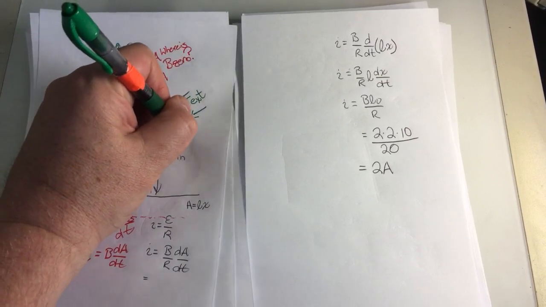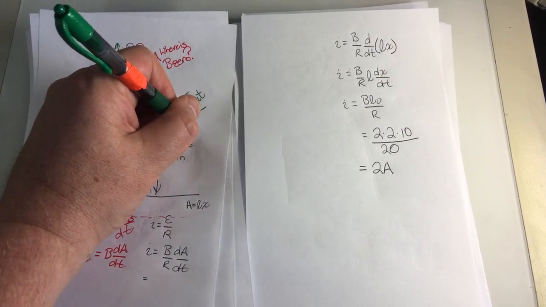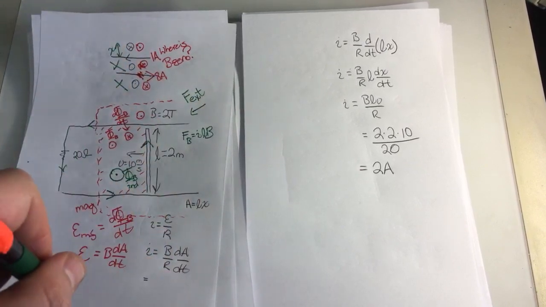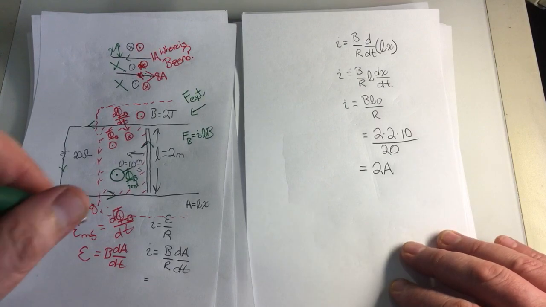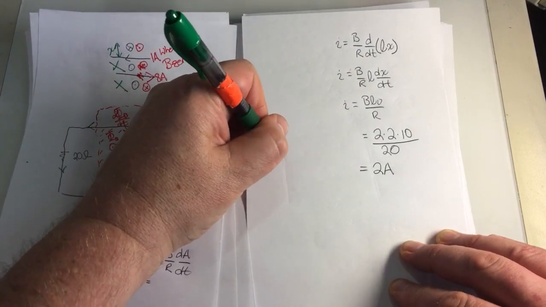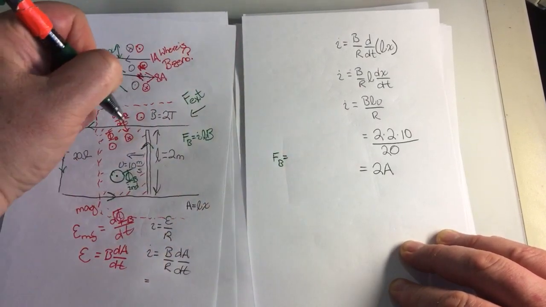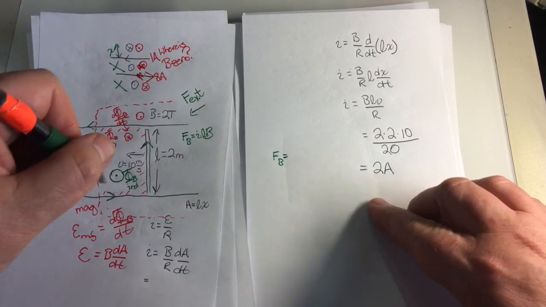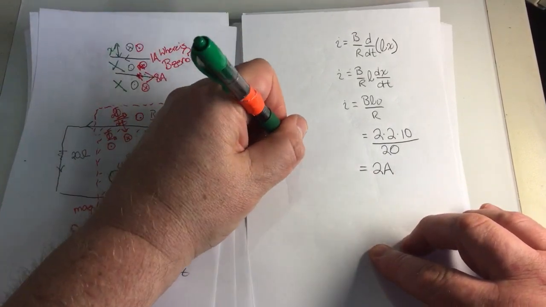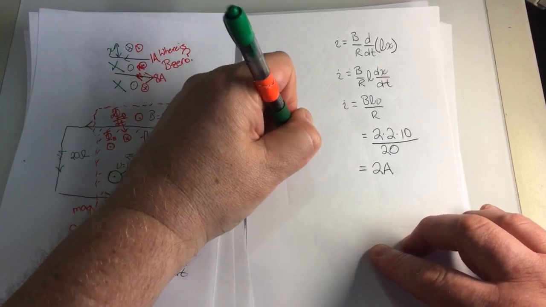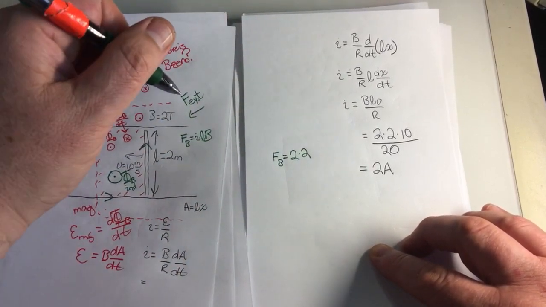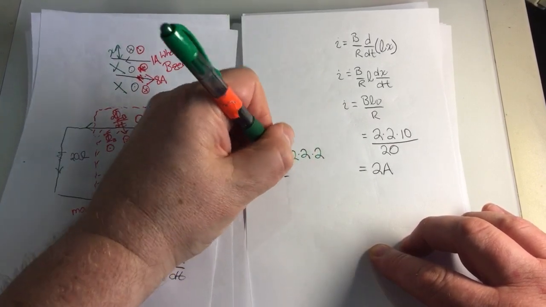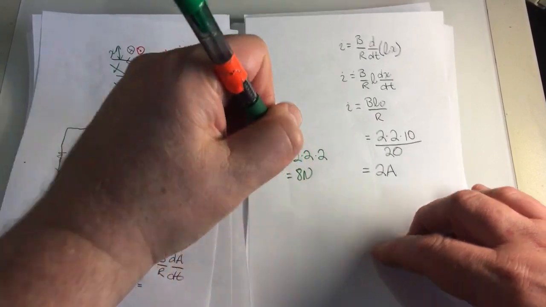The force on the bar is ILB, which means that the force on the bar is I, which is 2, L is 2, and B, which is 2. So the force on the bar is 8 newtons.